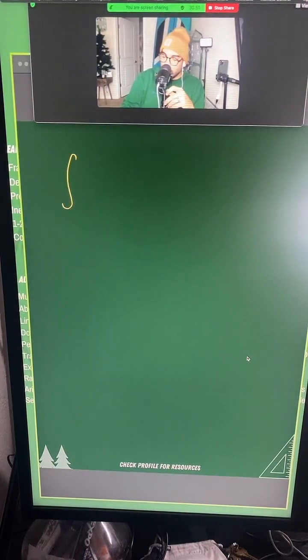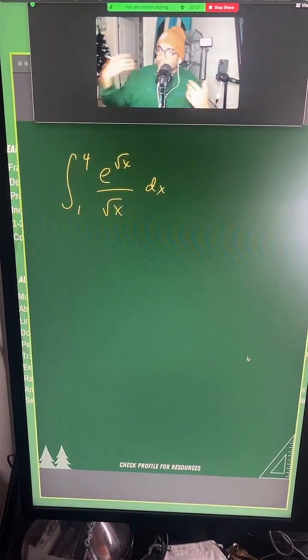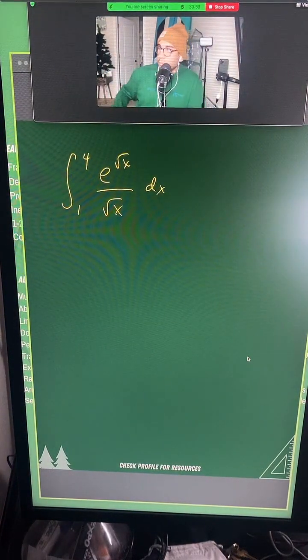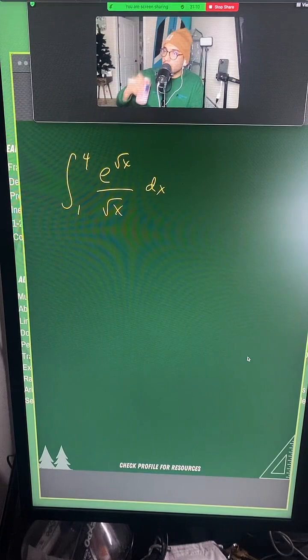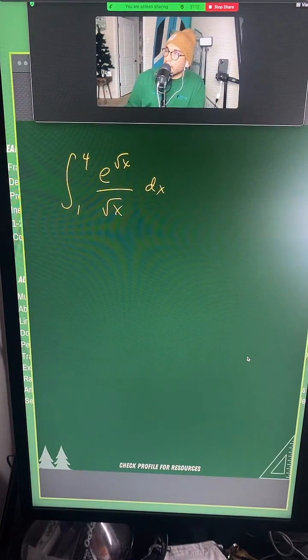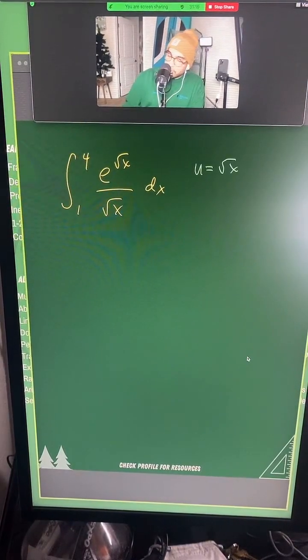Okay, so let's do the integral from 1 to 4 of e to the root x over root x. Let's start off small, kind of get us in a rhythm, and then we'll go to the next one. All right, so who could tell me what we should use? I see Ethan said u should equal root x. I kind of agree. Let's go ahead and do that. u is equal to root x.